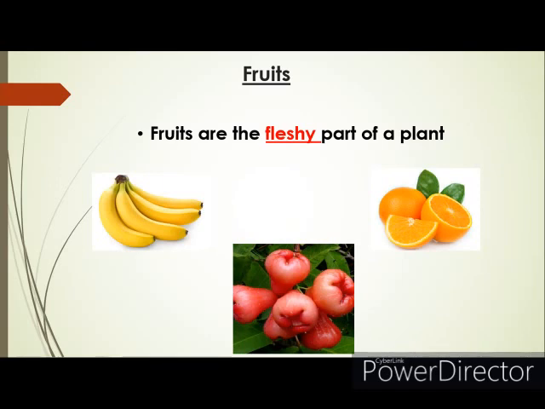See, different fruits are having different taste. You can see banana. Banana is very soft, sweet. But what about oranges? They are juicy, and some other fruits are sour, right? So fruits are the fleshy part of a plant, and different fruits are having different taste and different smell.